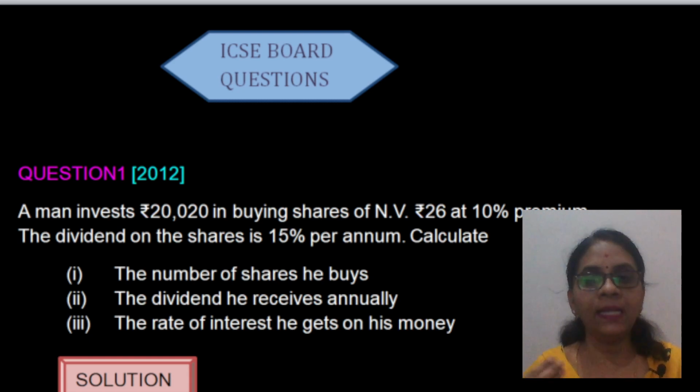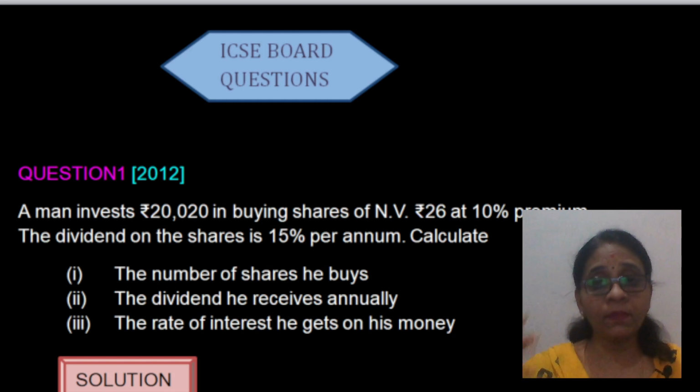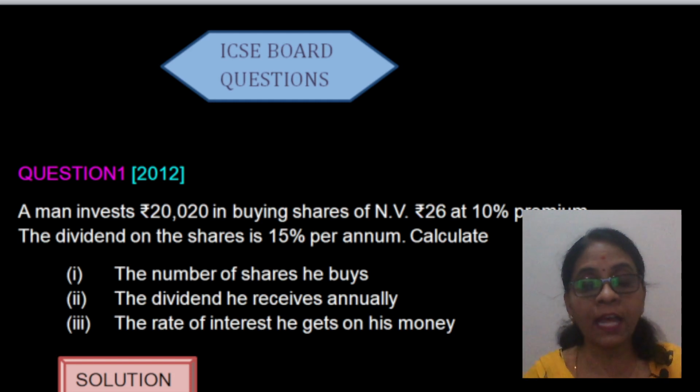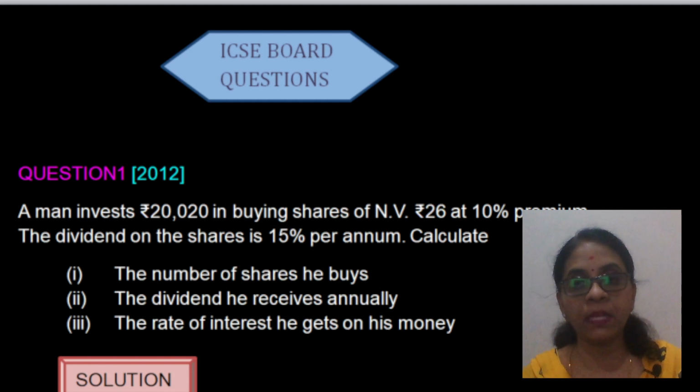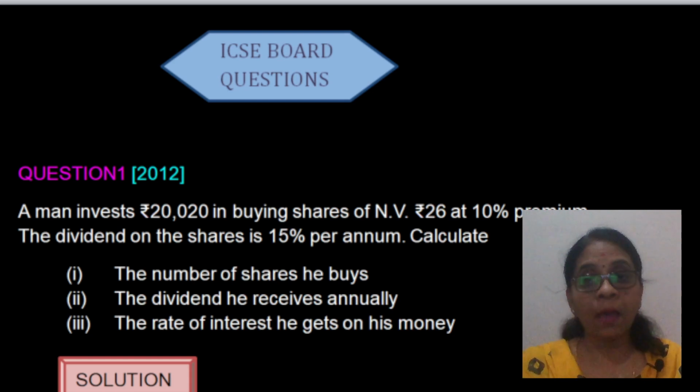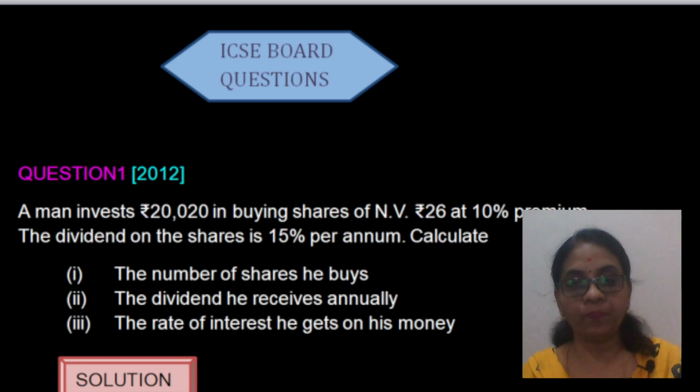Shares and dividend needs a little more care because of the terminology. A man invests 20,020. 20,020 is the investment. In buying shares of nominal value 26, nominal value means the face value, at 10% premium. Premium means the market value is above the face value.